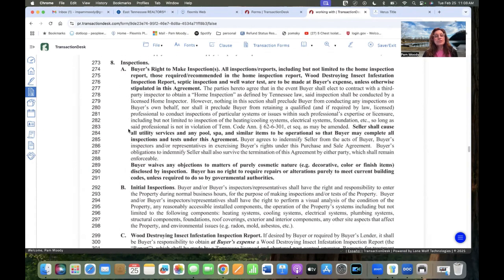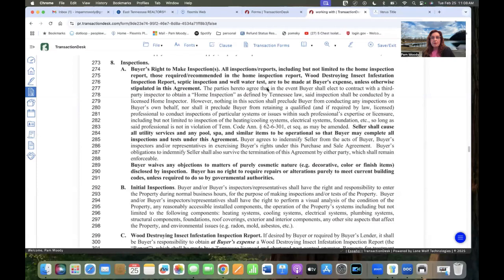Okay, this is an extremely important part right here. Inspections. I always say get an inspection. Buyer's right to make inspections. All inspection reports, including but not limited to the home inspection report, those required or recommended in the home inspection report, wood destroying insect infestation, termite, that's a termite report, septic inspection and well water tests are to be made at buyer's expense. So any inspections you want, you have to pay for unless we've stipulated some kind of agreement.